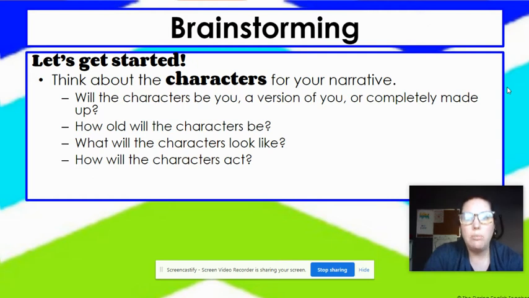Today we are going to brainstorm our characters. Think about the characters for your narrative. Will the characters be you, a version of you, or completely made up? It could be either one. How old will your characters be? What will the characters look like? How will the characters act? It's important for you to know what your characters will look like because your reader needs a visualization of your story. As we're writing, we're going to be thinking, what does this look like?